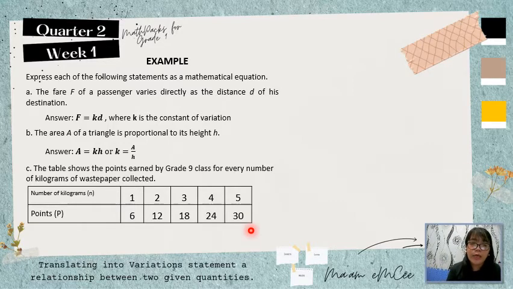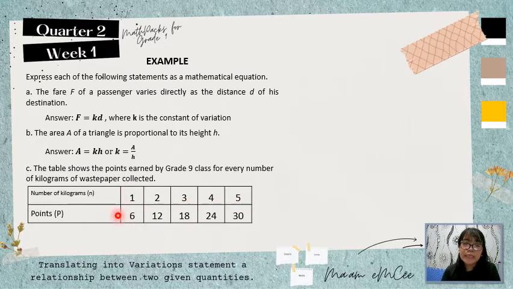Now, given the table of values, we will be checking if this illustrates direct variation or not. So how do we do that? We need to check if there is a common ratio. Common ratio, that means to say common quotient. So if we divide the points by the number of kilograms, it should be the same all throughout.